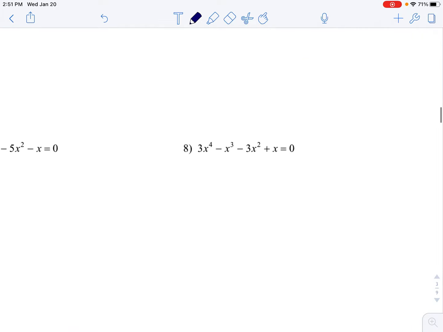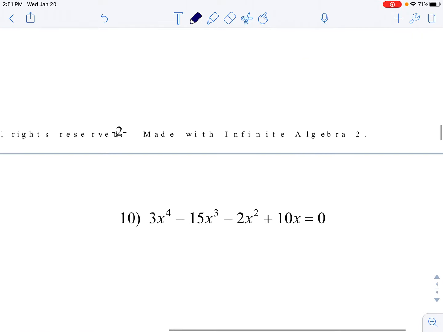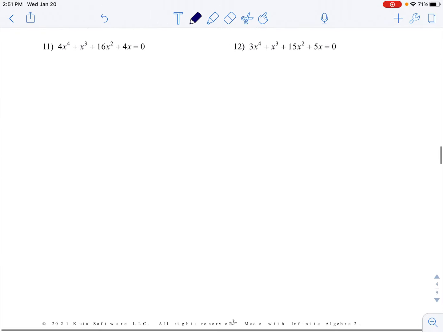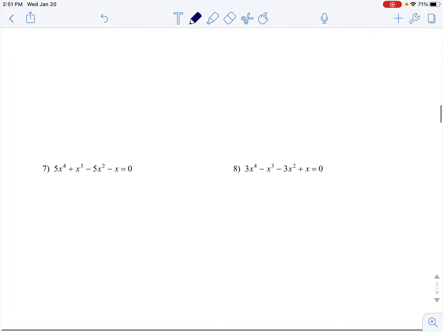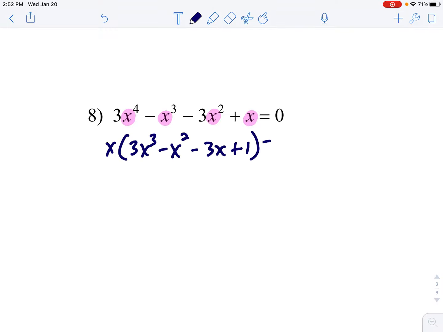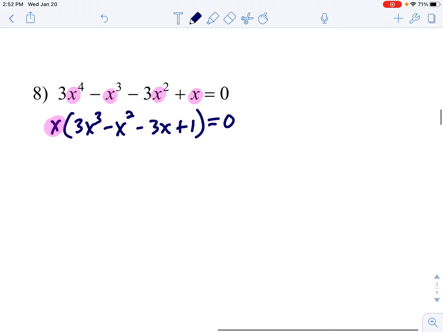Okay, number 8. Now, for the rest of this worksheet, number 8, 10, 12, and even 14, something is happening in every single one of these problems that we need to take care of. Every term has an x in it, so there's a common factor. You can factor out that x. You get 3x to the third minus x squared minus 3x plus 1 equals 0. And with one of the factors being x, that means with this thing set equal to 0, then x equals 0 is going to be one of your answers.